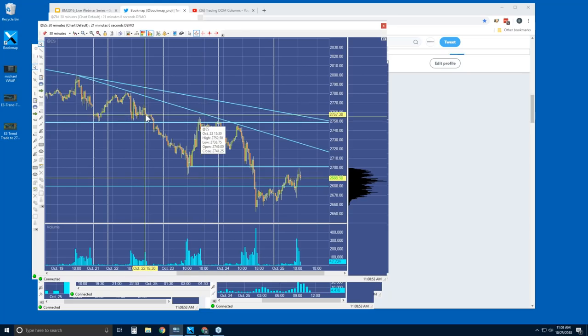Anyone trapped up here during that day, I'll bet you they're sellers, right? If they were buying in these areas up here, they're going to be selling up here on that higher time frame for sure. And they'll take a small loss. Anyway, we go sideways for a bit here, and then we start to drop back down.